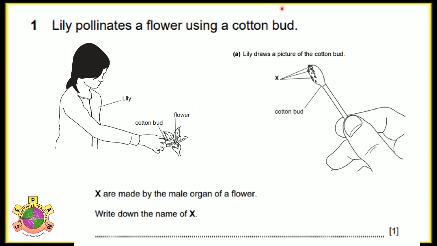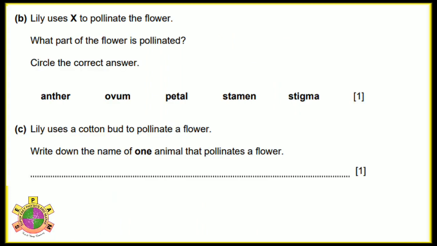Alright, Lily pollinates a flower using a cutting board. S is the male part of the flower. What is that called? That is the pollen grain. Lily uses S to pollinate the flower. What part of the flower is pollinated? Circle the correct part, the stigma. Write the name of one animal that pollinates a flower. Insect.